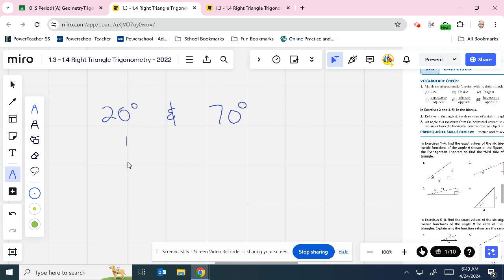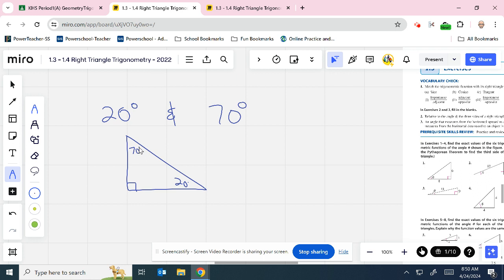Now, in a triangle, if I draw our right triangle, because you guys know the study of trig is all about right triangles, 20 and 70 would fit in there, right? Because 20 would be an acute angle and 70 would be an acute angle. And those two acute angles add up to 90. And so your 90 plus the other 90 is going to give you 180. So those are perfect angles for a right triangle.